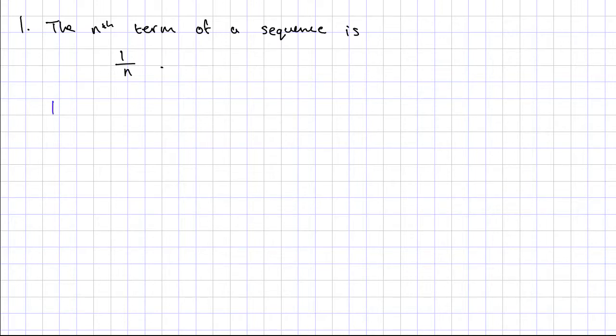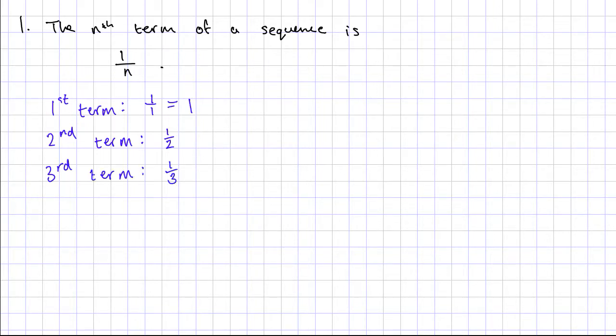So the first term is going to be 1 over 1, which is equal to 1. The second term is 1 over 2, which is a half. Third term is 1 over 3. So what I'm noticing here is I started with 1 and then it became a half, then it went to a third, so it's getting smaller.